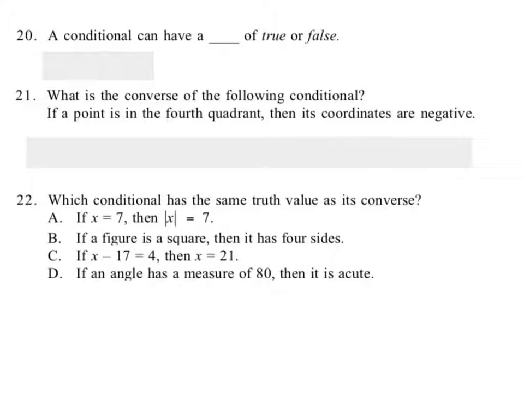Okay, a conditional can have a truth value of true or false. What do we call it when something's true or false? It is its truth value.